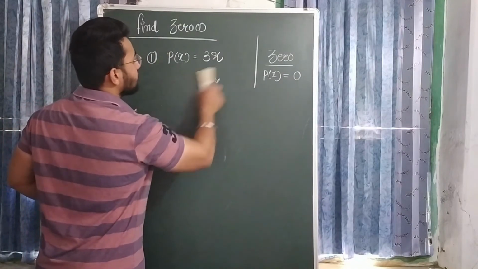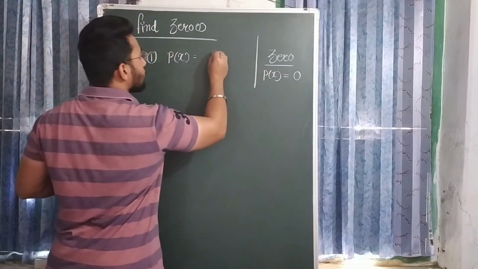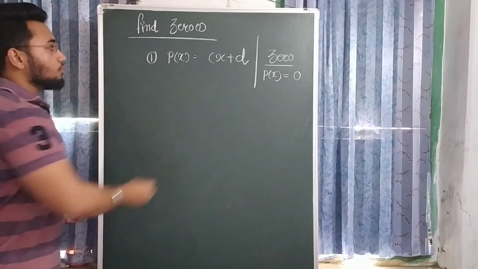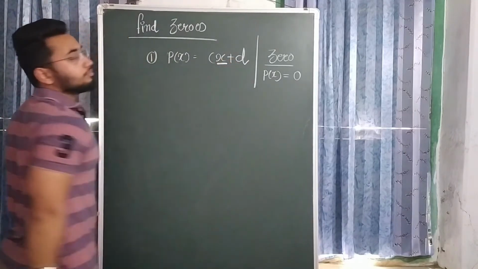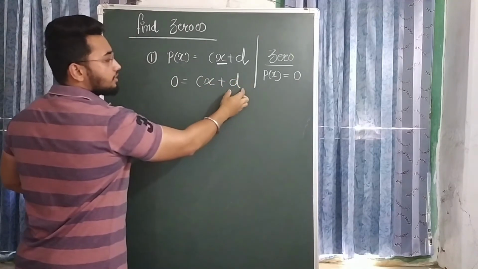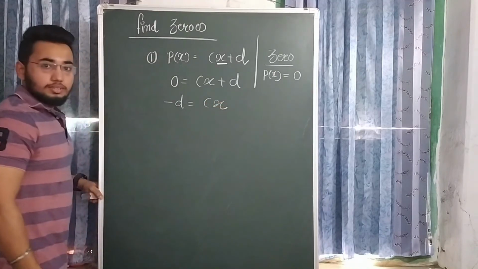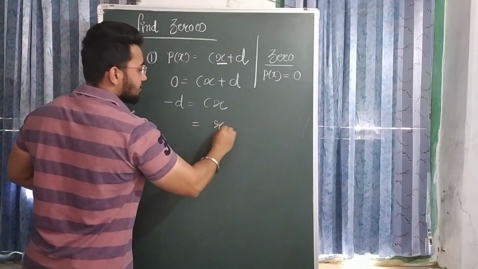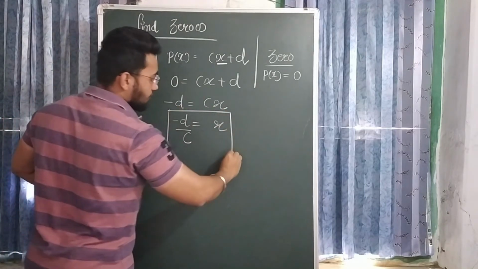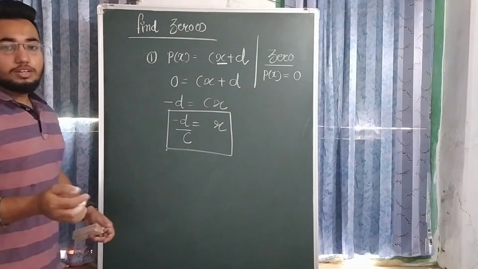Now the next example. This is all a simple example. You can practice in your homework also. I'll give you homework today, okay? Now again we have to find the value of x. We have to find the zero. Okay, I'm putting here 0 equal to cx plus d. This d will go on the left hand side and becomes negative. I just want to find the value of x. Then this c will go in the denominator and the value of the zero is minus d by c. By this method you can find it easily.